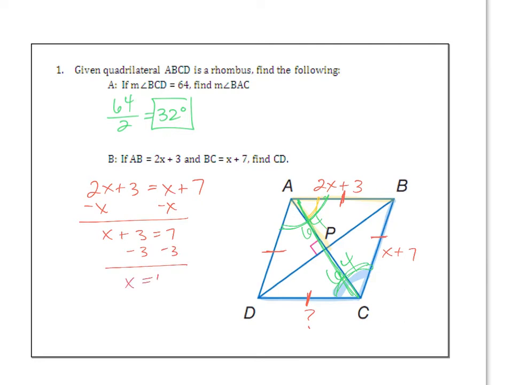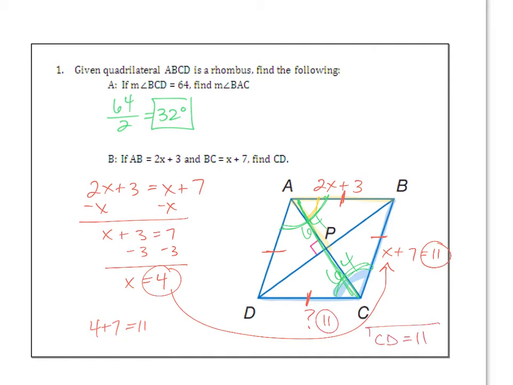And I wind up with x equals 4. And then I'm going to take that 4 and plug it in right here. So 4 plus 7 is 11. In other words, this side is 11, which means CD is also 11. So CD is 11.